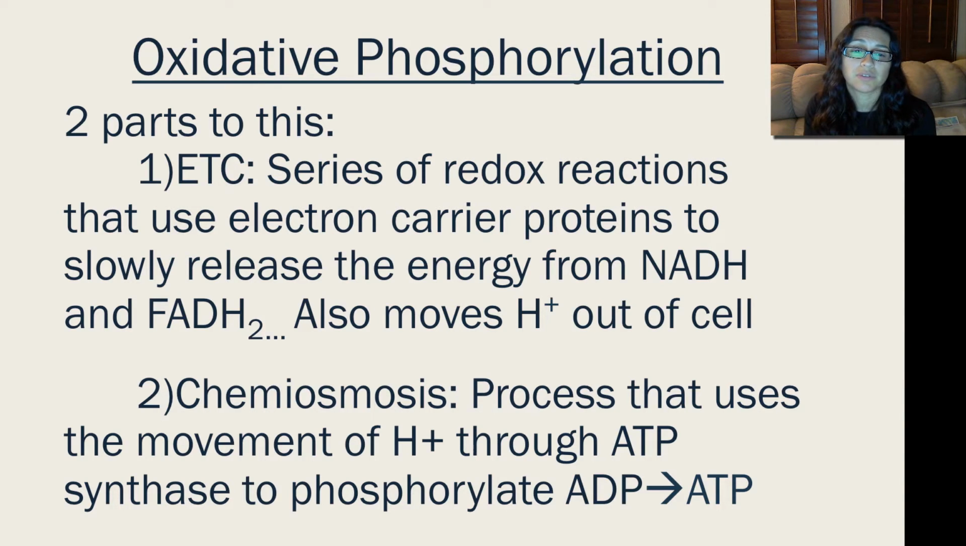of oxidative phosphorylation. The second part is called chemiosmosis. Chemiosmosis sounds like this big scary word, but it doesn't have to be. All it is, is using the movement of the hydrogen ions back into the mitochondrial matrix, and that's going to basically provide energy to make your ATP. So chemiosmosis is just the movement of those hydrogen ions back in, and that's going to drive the production of ATP from ADP and inorganic phosphate.